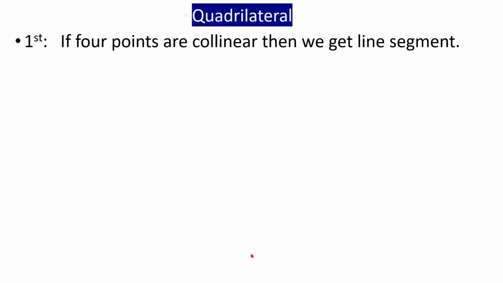Today we are going to see about the topic quadrilateral. So some basic concepts first of all we will go through. The first basic concept is that if 4 points are collinear, then we get a line segment. Yes, you people know everything about it.